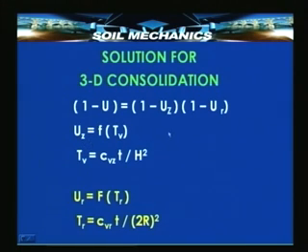This is a function of T vertical, which is CV vertical, that is CVZ into small t upon h square. Similarly, analogously, radial consolidation, the degree of consolidation and the time can be expressed by identical equations. In place of h we have 2r. Now, how does one get the total consolidation? Total consolidation is given by this equation, 1 minus u, where u stands for the total consolidation, is a product of 1 minus uz and 1 minus ur.